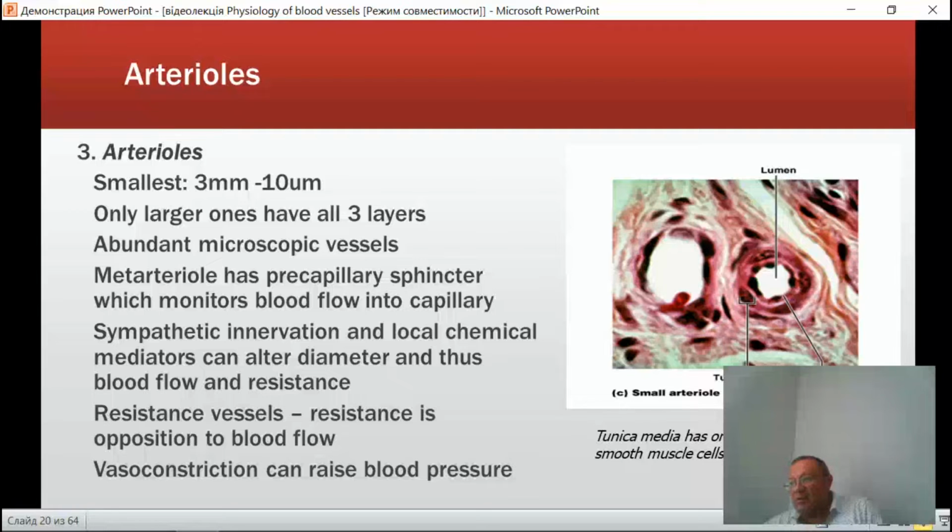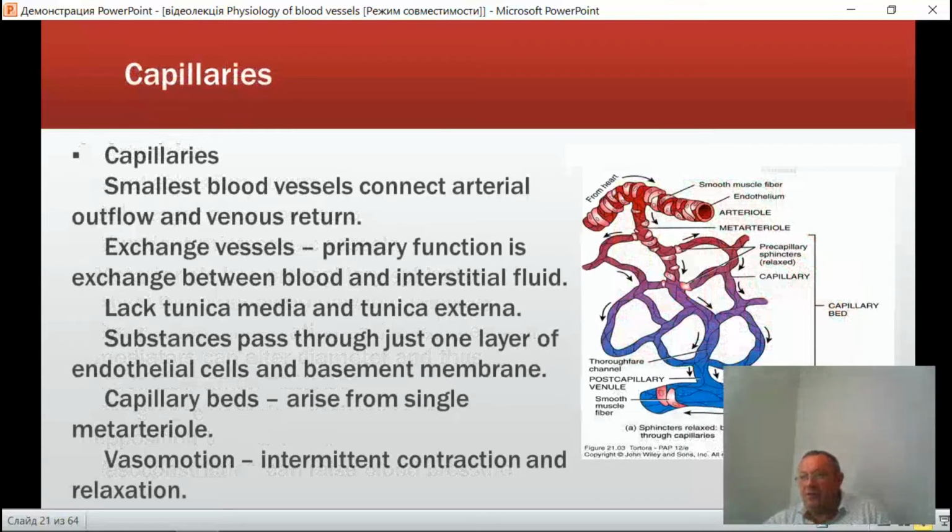On the picture you can see small arterioles and the effect of changing lumen from higher to lower, decreasing the diameter of the lumen. Next, information about capillaries, the smallest blood vessels. They connect arterial outflow and venous return. Exchange vessel. Primary function is exchange between blood and interstitial fluid.